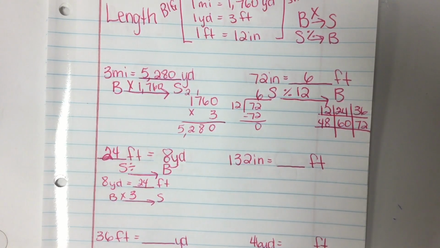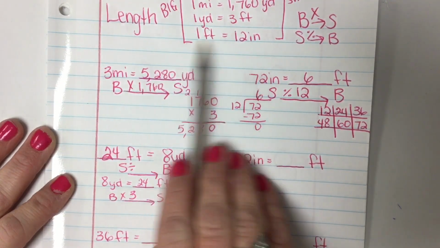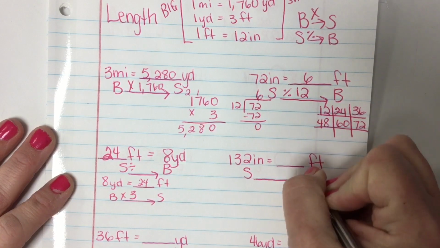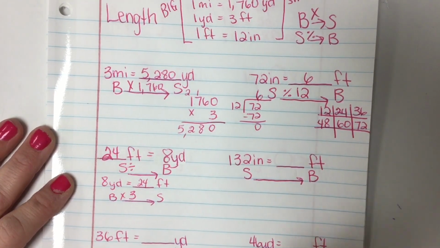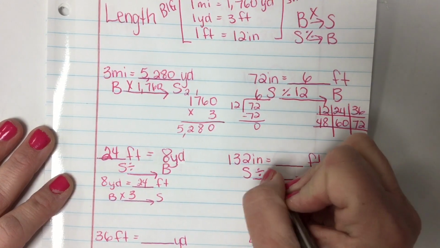132 inches equals how many feet? We're going inches to feet. Well, inches and feet are right here. Inches is always going to be the smallest of the measurements. Okay, small to big. We're going to divide. There's 12 inches in a foot, so we're going to divide by 12.